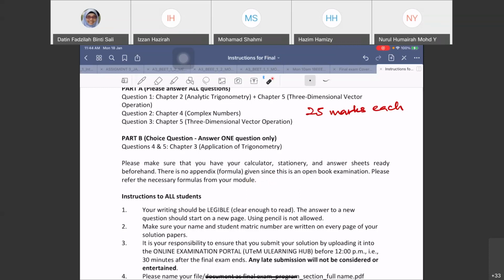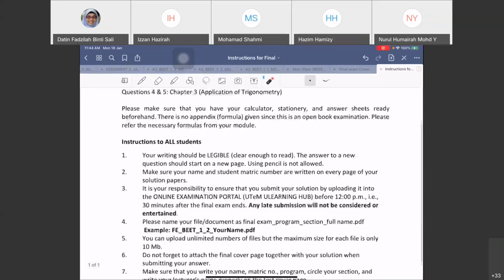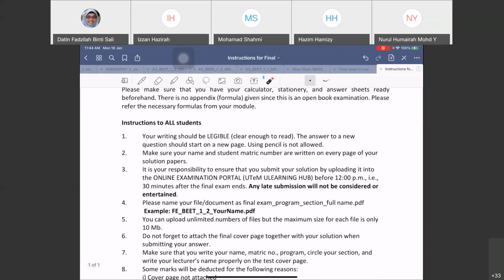And make sure again, similar to that test as well as the assignment, make sure your writing is legible. Make sure we can read your handwriting. Again, the answer to a new question should start on a new page. Pencil is not allowed, similar to your test previously. Make sure your name and student matric number are written on every page of your solution papers. Okay, so make sure you do that this time, final exam.